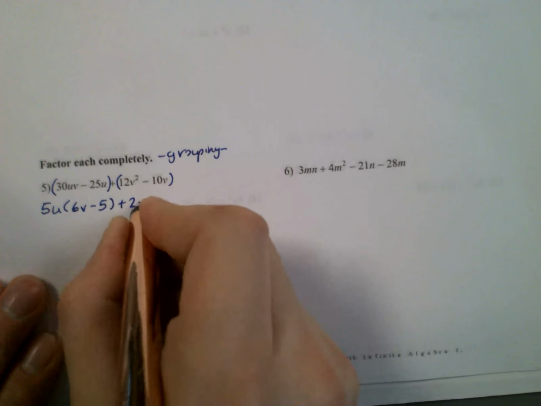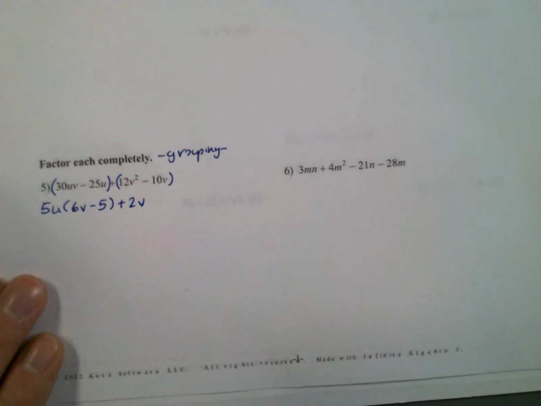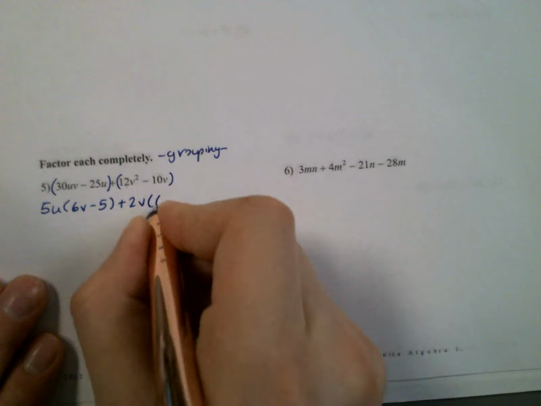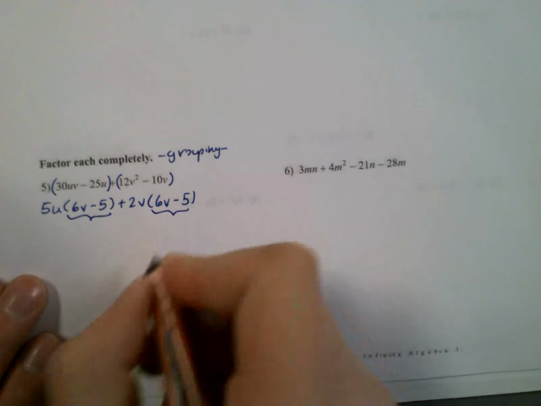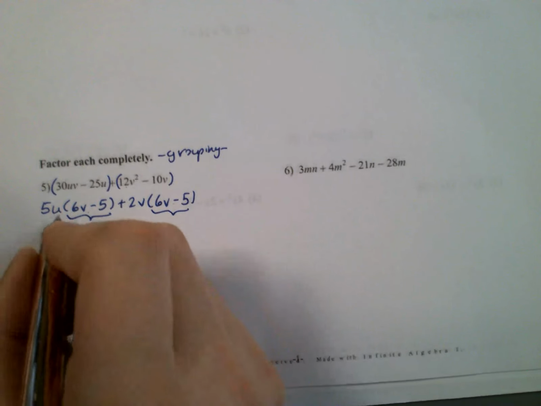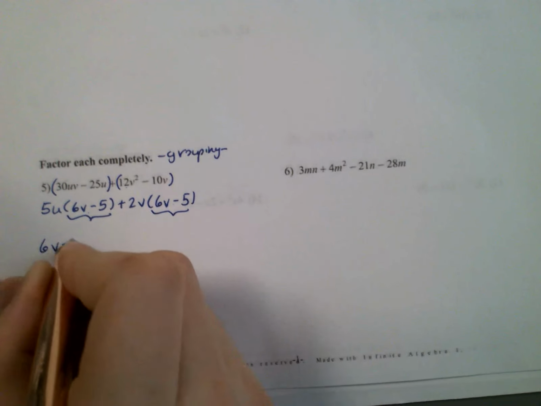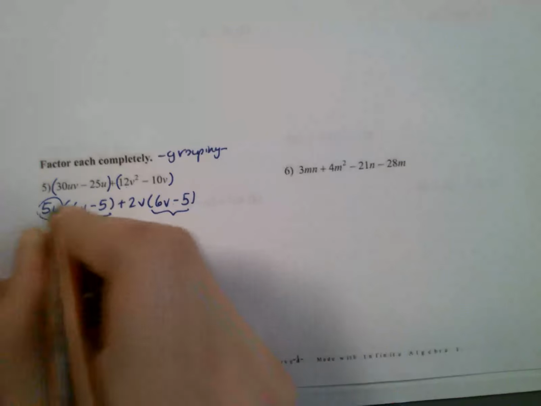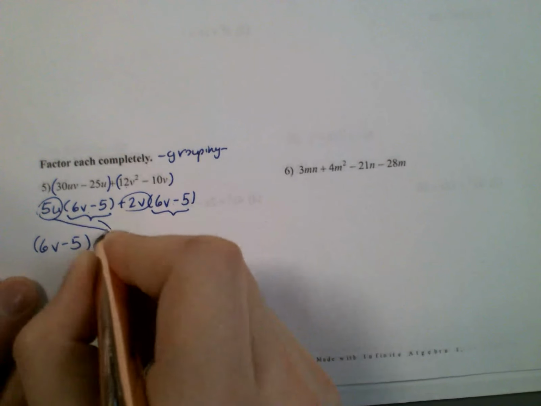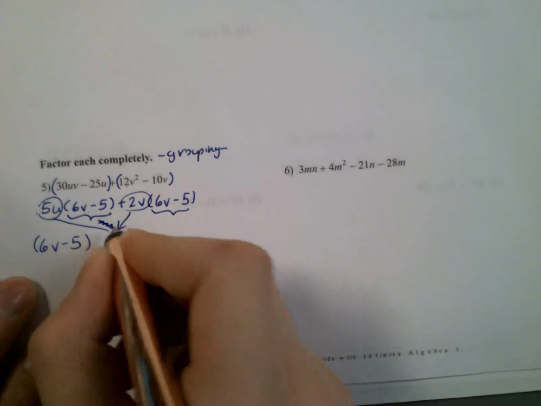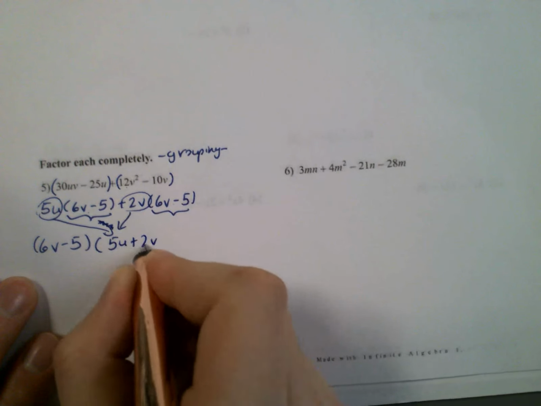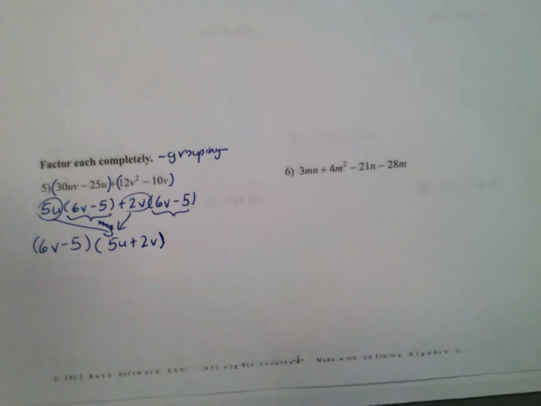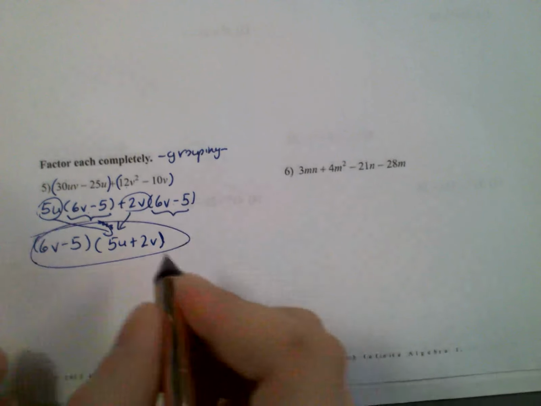Plus, I can pull a 2v out of this one, because 12 and 10 are both divisible by 2, right? Again, it leaves me with 6v minus 5. There are your twins. You're going to take them out. That leaves you with 6v minus 5. Whatever's left over, bring over here. You have 5u plus 2v. And there's your answer.